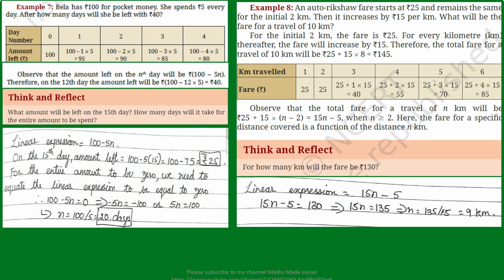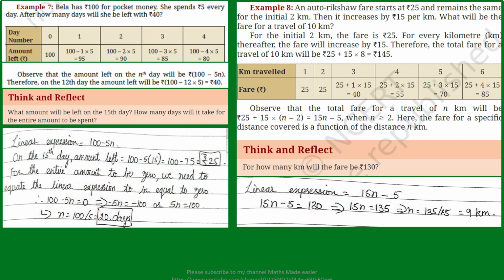Now, observe that the total fare for a travel of n kilometers will be, now we are going to replace these specific numbers in terms of a relationship. How do you do that? 25 rupees plus 15 times n minus 2, which is 15n minus 5, based on a condition where n is greater than or equal to 2. Why do we specify this particular condition? Because for the first 2 kilometers, the amount is the same. The linear relationship doesn't apply over here. So it is just a function.